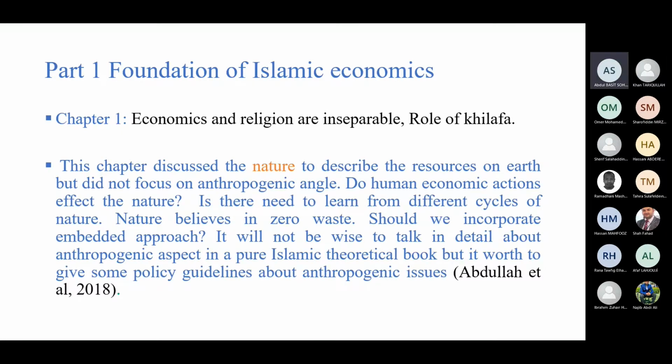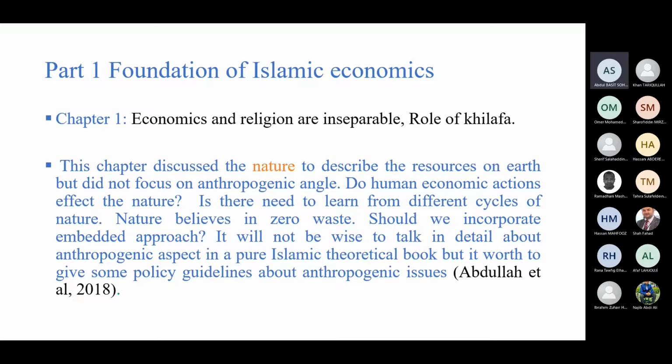So, Part One, titled Foundation of Islamic Economics, comprises 5 chapters. The first chapter described economics and religion, and mentioned that both concepts are inseparable. It also talked about the role of Khalifa. This chapter discussed nature in general: What is nature? What are the resources available in nature that Allah produced for humanity? It described the resources on earth, but did not focus on the anthropogenic angle.